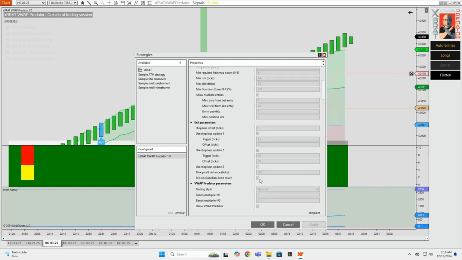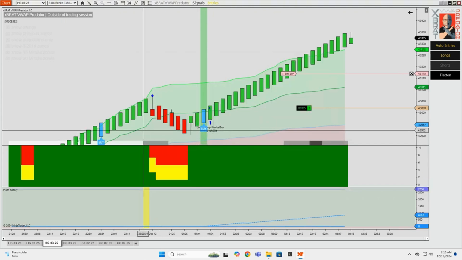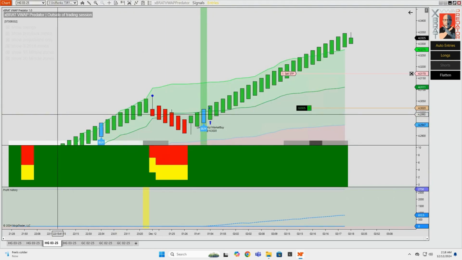But also, if it touches the guardian zone, so the automated support and resistance zones, before it gets to the 100 ticks, it will also take profit, because it doesn't want to trade into that resistance for a long or support for the short. Okay, so I'm just going to let that run for a little while, but hopefully this makes sense.